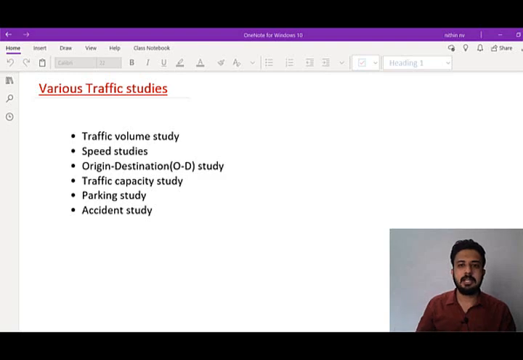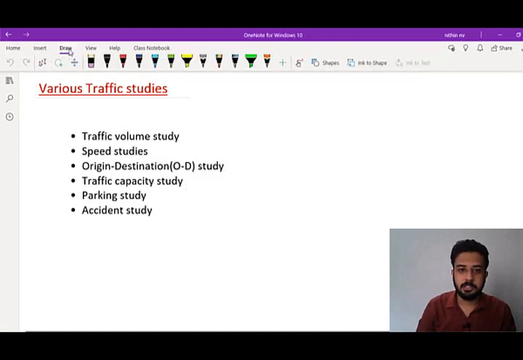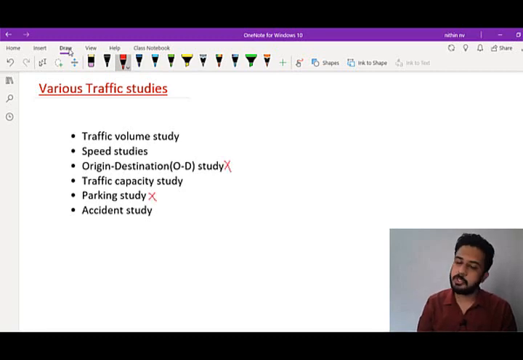Okay. So the recently updated GATE syllabus of 2021 has removed the origin destination study. Origin destination study has been removed. Then parking study. These two topics have been removed from the recently updated GATE syllabus. But in other exams like SSC exams and various state government exams, they will ask you questions related to origin destination study and all. Parking study is not that much important.